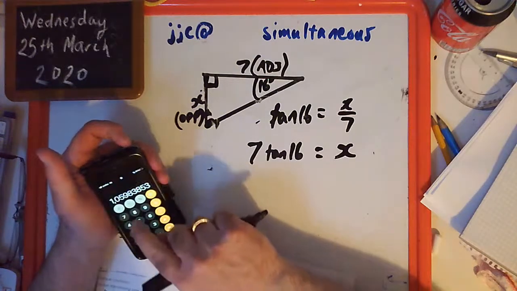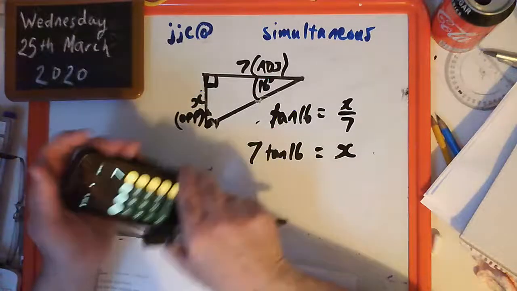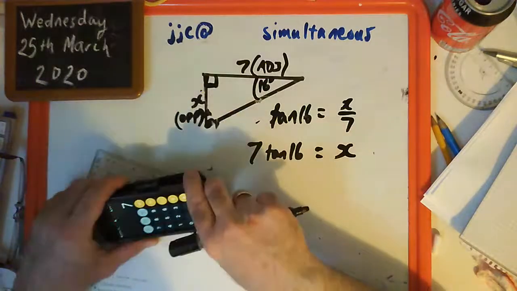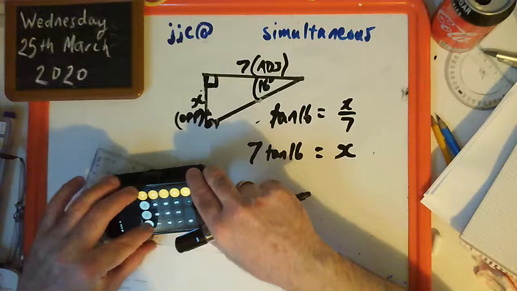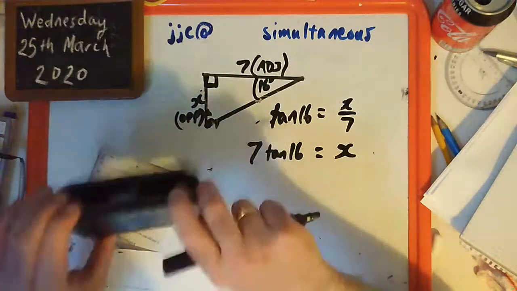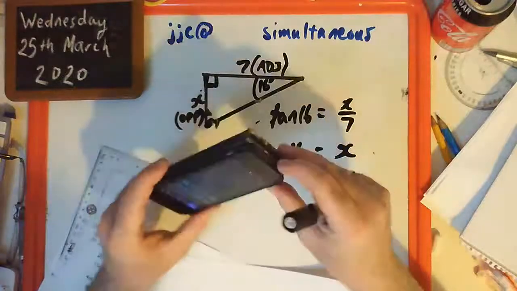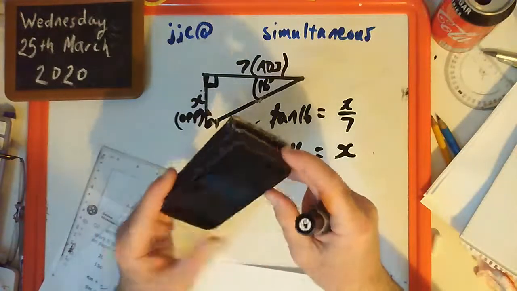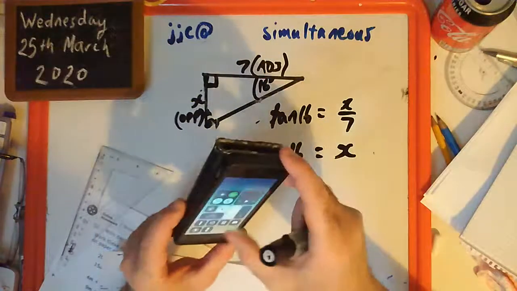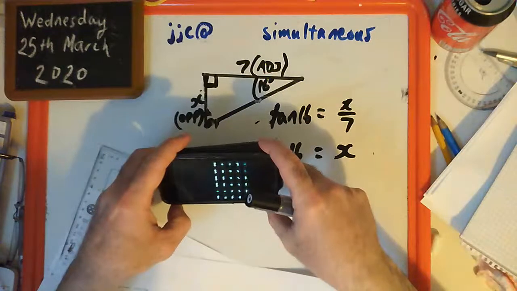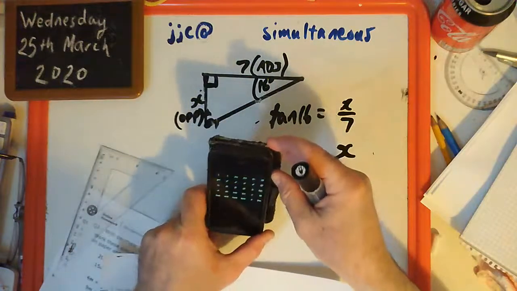So 7, scientific mode. And is this going to do this for me? Possibly not. Oh no, what's it doing? That's slightly weird.